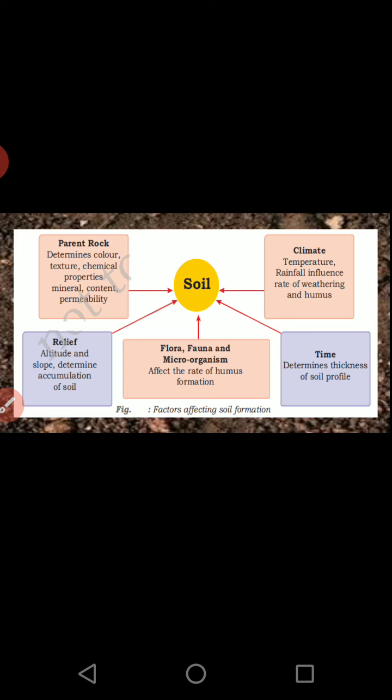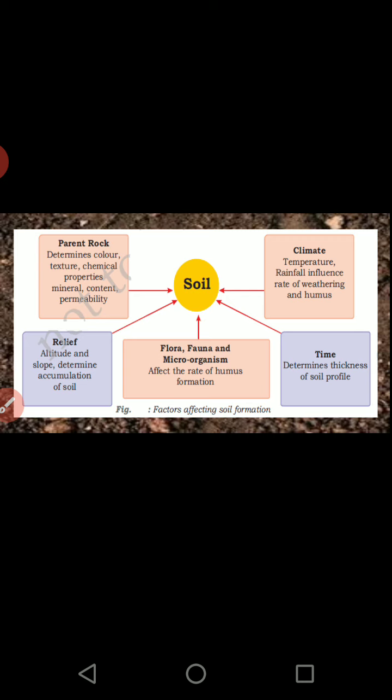Parent rock will give its color, texture, then chemical properties. Whatever chemicals and minerals are in the parent rock, they will be transferred to the soil. Mineral content, permeability, porosity and everything. These are chemical properties, and some of them are physical properties also. So they will be given to the soil by the parent rock.